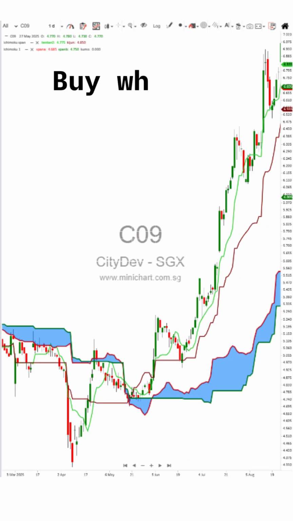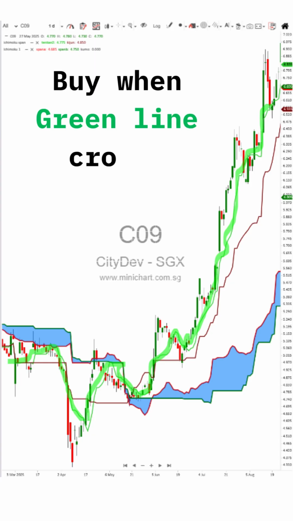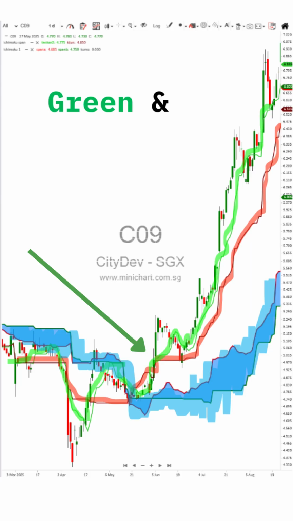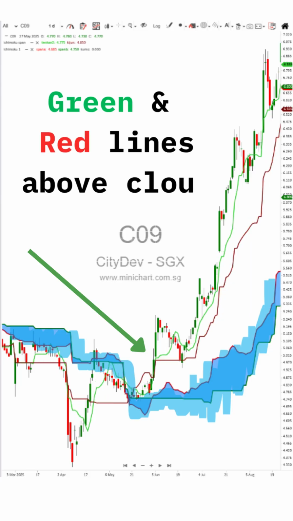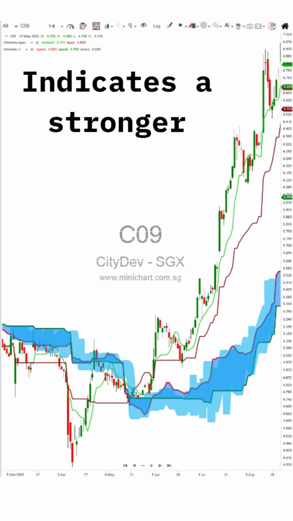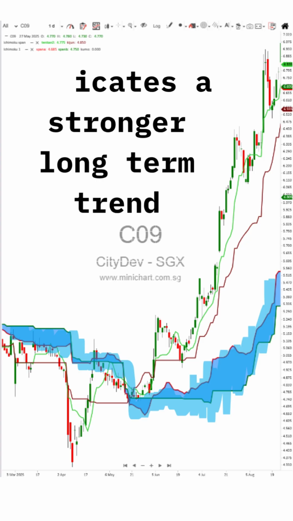When the conversion, green, line crosses above the base, red, line and price is above both lines, with both lines positioned above the cloud, this setup implies a higher probability of a larger upside move because when both lines are above the Ichimoku cloud, it indicates a stronger long-term trend.